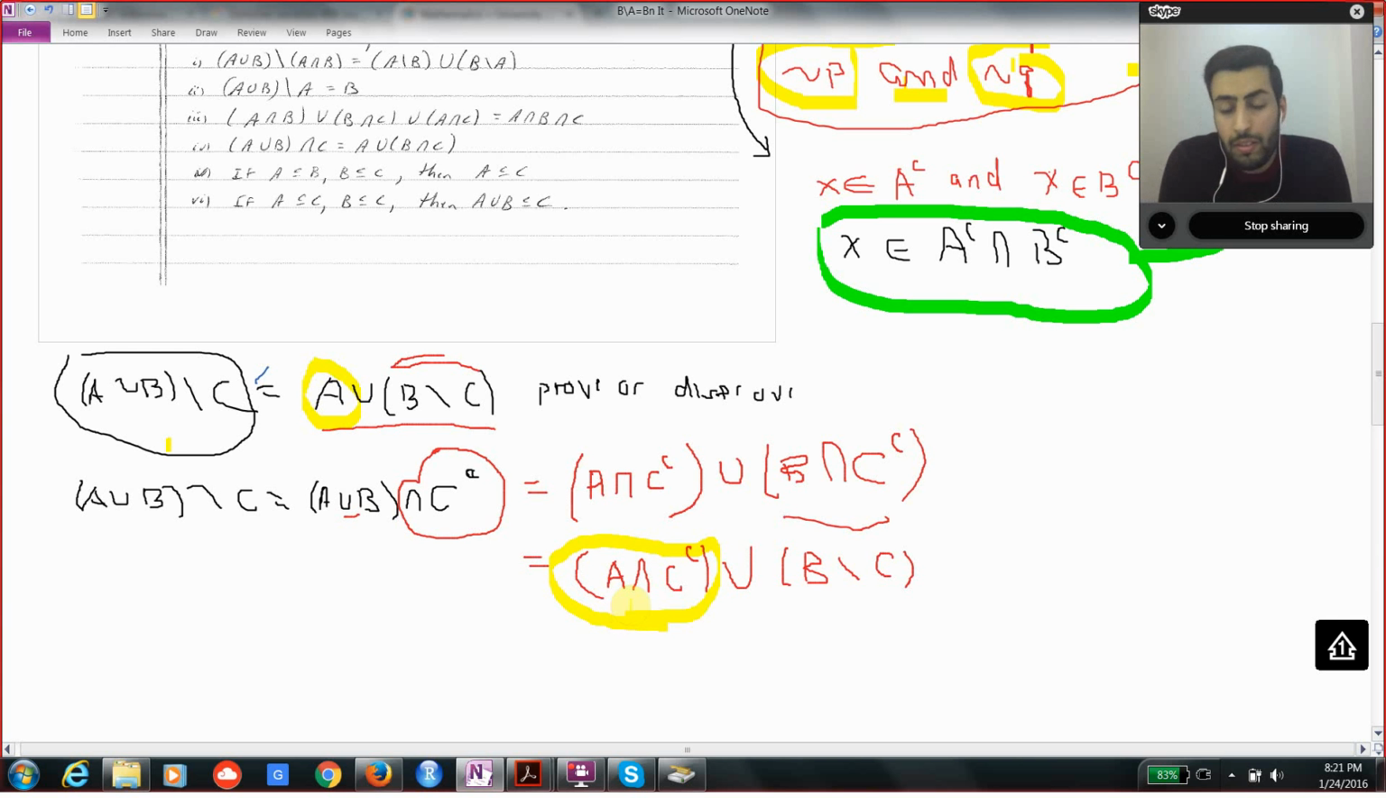But notice we can't get around this. They're not equal. Now here's what we have to do, though. We have to prove it. Here's how we prove it. I can get a counterexample. Do you know what a counterexample is?